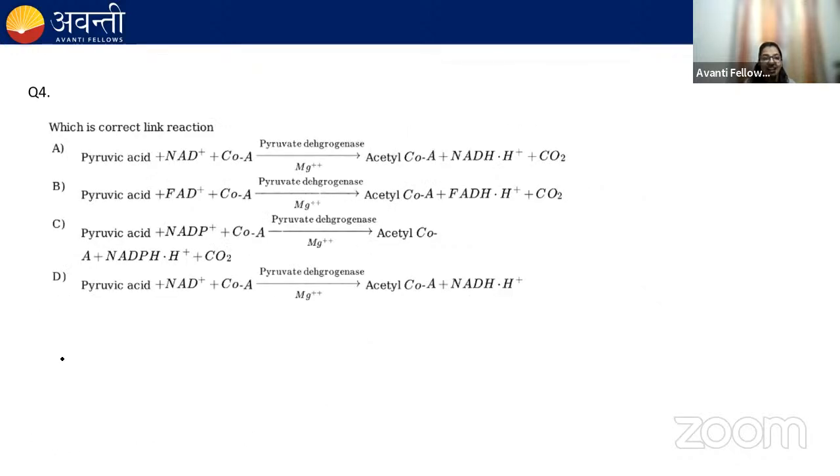Next, which is the correct link reaction? Students, remember that it is dehydrogenase. Okay, it's a misprint. What do you think? What will be the correct option? Which is the correct link reaction?